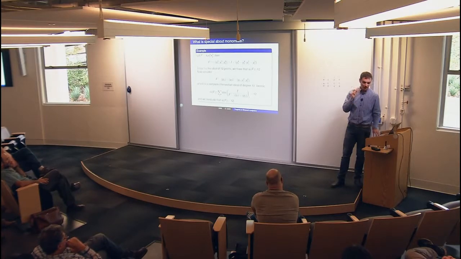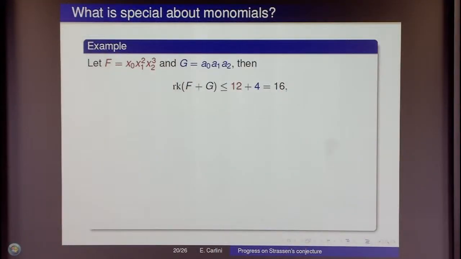Okay, but now what about Strassen conjecture? So now we take two polynomials, say monomials. The red one, which is the one we just took, and the blue one, where A0, A1, A2 are our new, independent set of variables. Now you compute the rank of the red one, which we know is 12, and the rank of the blue one is 4. So if you take the sum of these two monomials, you get rank at most 16.